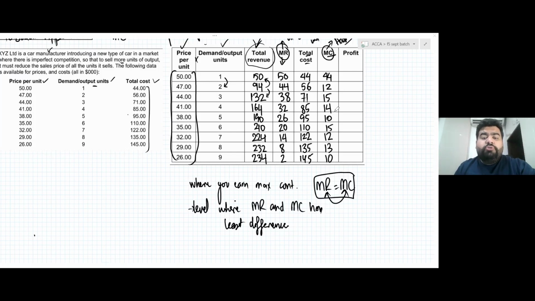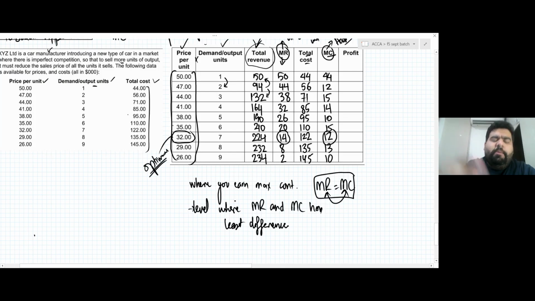That will be the best point. So here we know that at this point where the marginal revenue was 14 and marginal cost was 12, this is the best point here, and according to that we have to set 32 as the selling price. This is the optimum price according to this question.